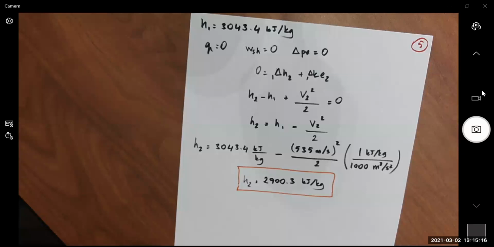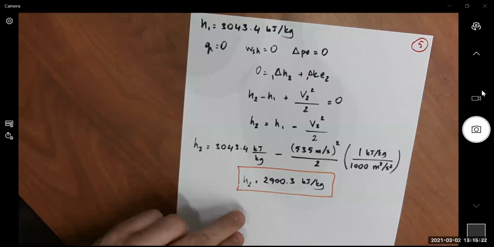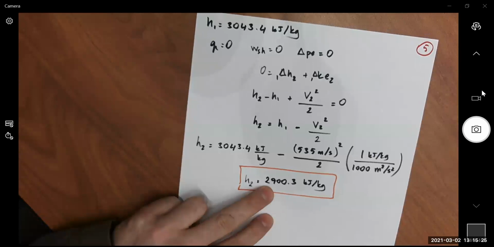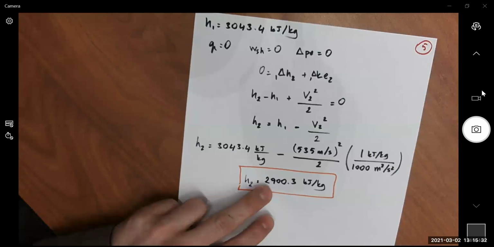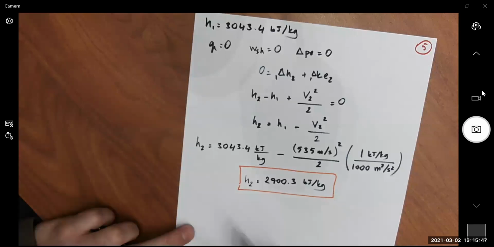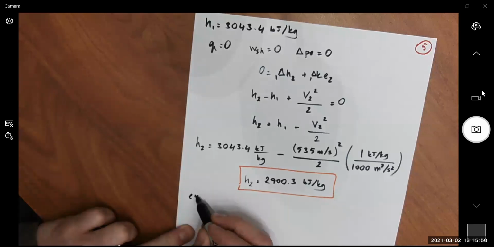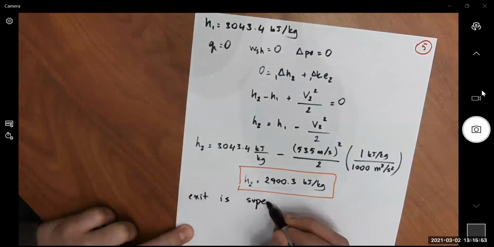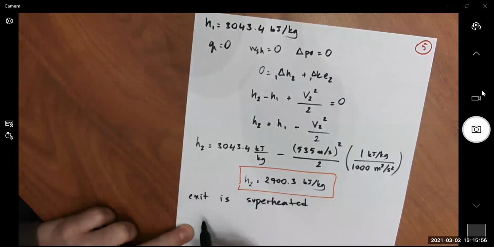If you check table A2, the H we just found, 2,900.3 kilojoules per kilogram, exceeds our saturated vapor property, which puts us in a superheated region, right? So now we need to go to the superheated table and find our outlet temperature, internal energy at the outlet, entropy at the outlet, and so on. So the exit is superheated.